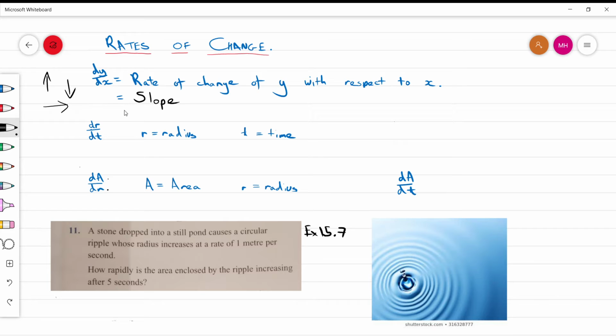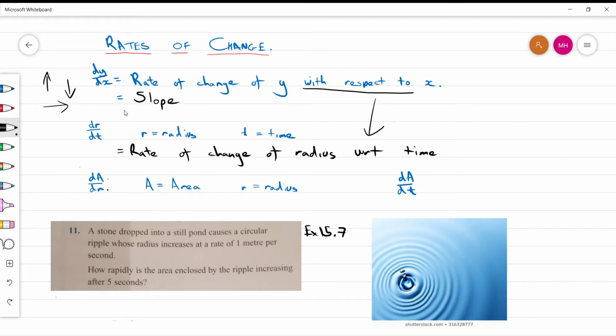But you can also have different variables here. So dr/dt, that's basically looking at the radius and comparing it to time. So that's going to be the rate of change of the radius. So the radius of a circle or the radius of a sphere is increasing or decreasing with time. So the rate of change of the radius with respect to time. That's just a shorthand for that.